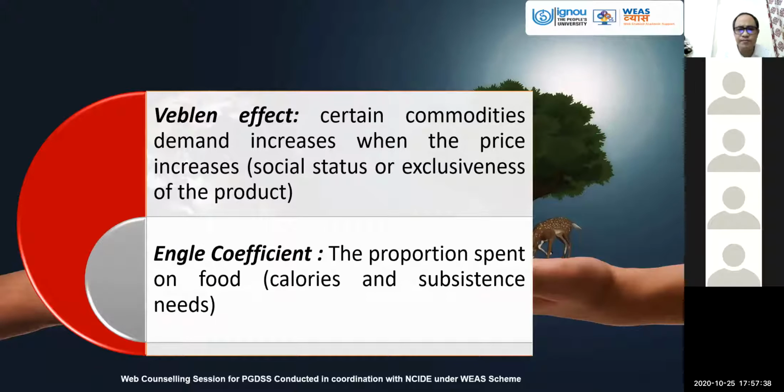Another is the Engel coefficient. The Engel coefficient is the proportion spent on food, in terms of calories and subsistence needs. If you look at the vulnerable, the low income group of society, for them the basic need is food in terms of calories. The income you spend on food, as a ratio, the percentage of expenditure you spend on food from your total income, is the Engel coefficient.